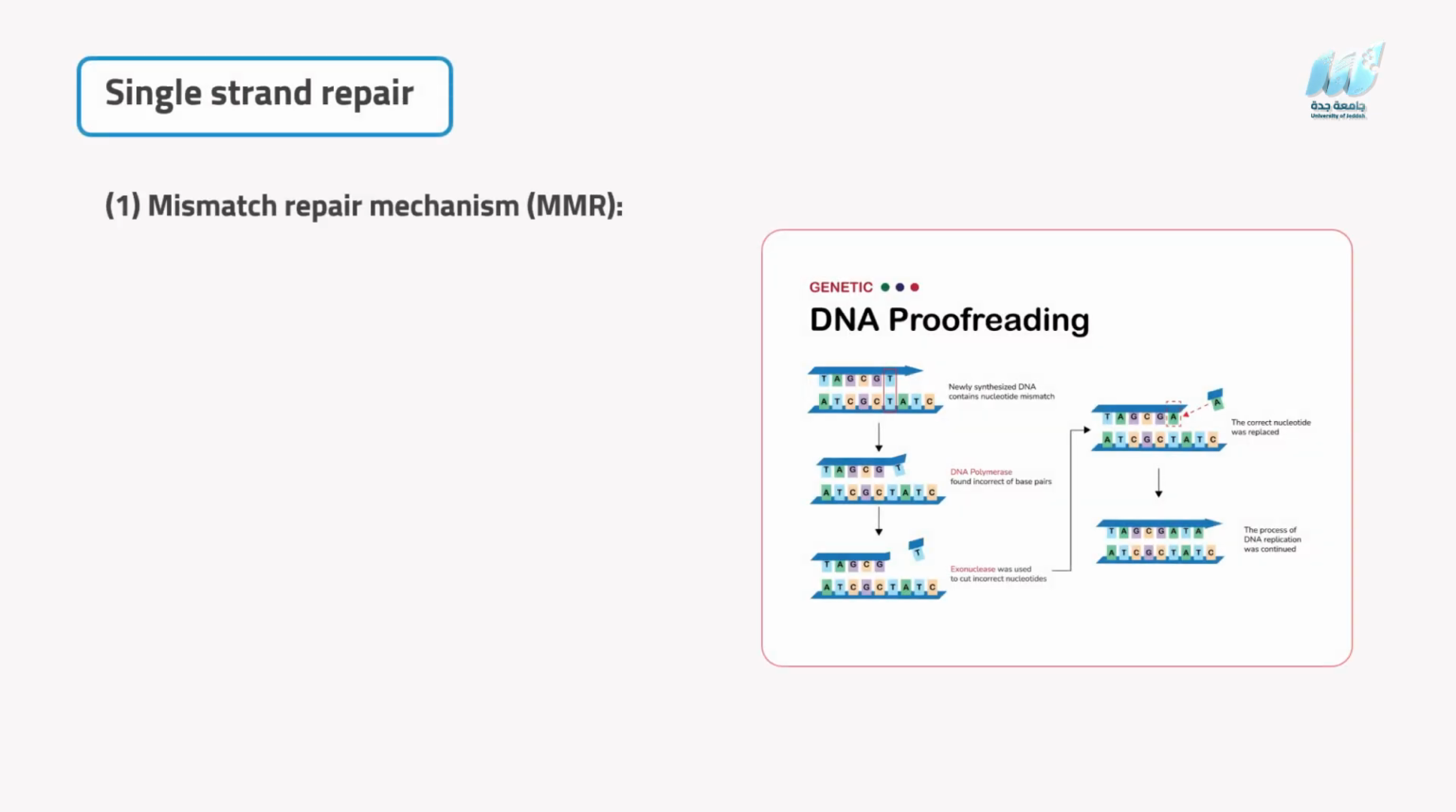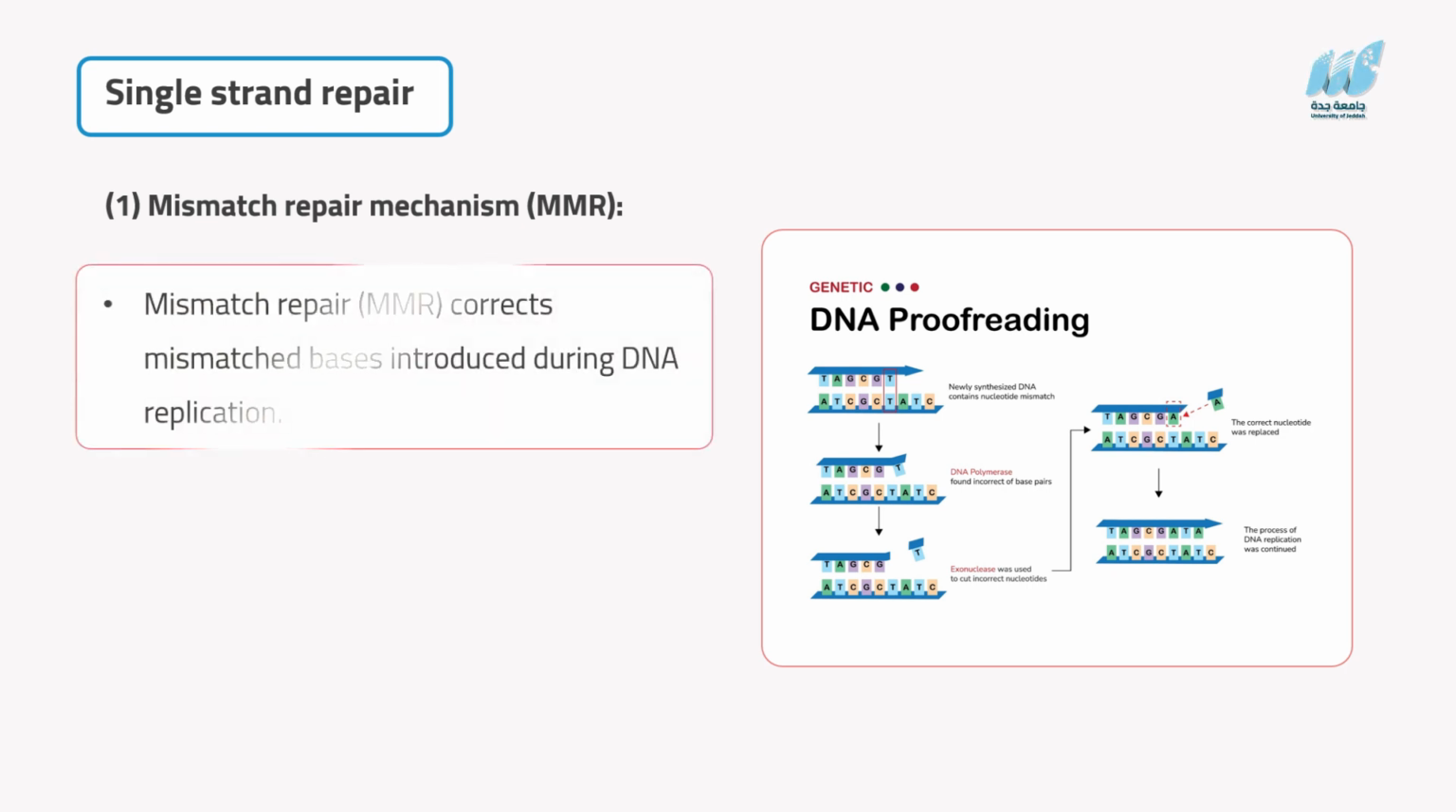The first single strand repair mechanism is the mismatch repair mechanism. This process corrects mismatched bases introduced during DNA replication. Some errors are not corrected during replication, but are instead corrected after replication is completed. This type of repair is known as mismatch repair, which is responsible for maintaining genomic stability.